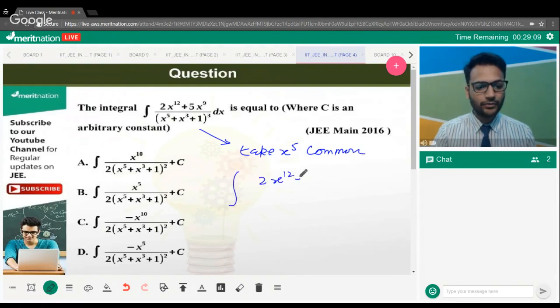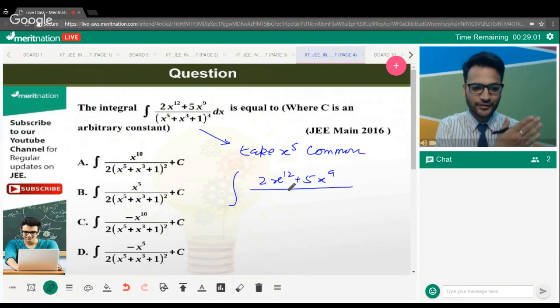2x to the power 12 plus 5x to the power 9 divided by, yeah, we will talk about, we are, in fact, we have taken one question from JEE Advanced only, which was of 2016 or 2006. So over here, we can take x to the power 5 as common. What will we have eventually? X to the power 5. The whole stuff has been raised to the power 3. So this whole stuff has been raised to the power 3.